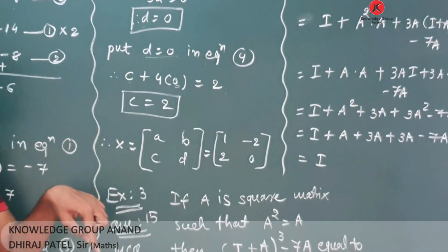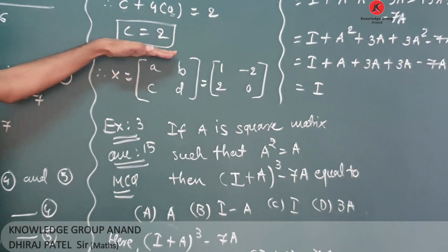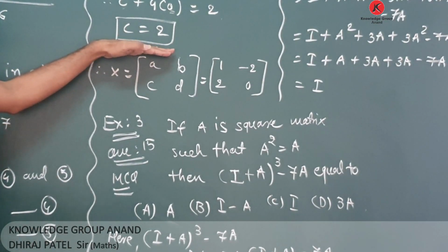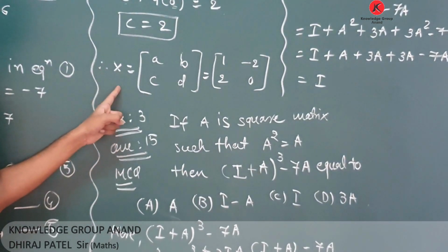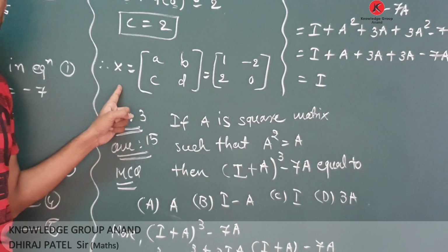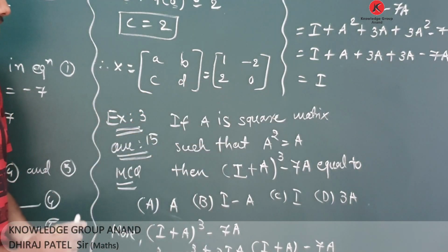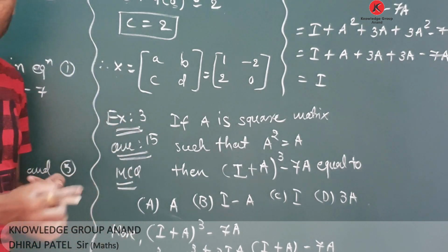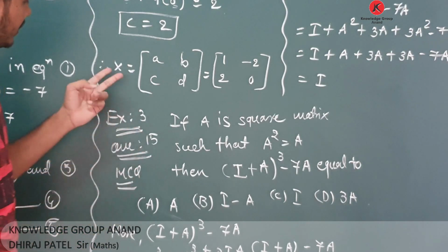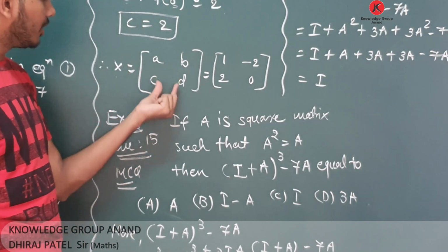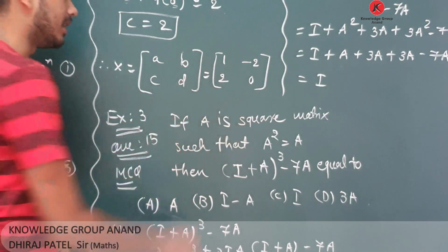We want matrix X, not the values of A, B, C and D. This is not the end of the question. The answer is this. You have to write the matrix. If you do not write this matrix, then the marks will be cut, 1 or half marks, as the examiner wants. Therefore, the matrix X equals A, B, C, D equals 1, minus 2, 2 and 0. This is our final answer.